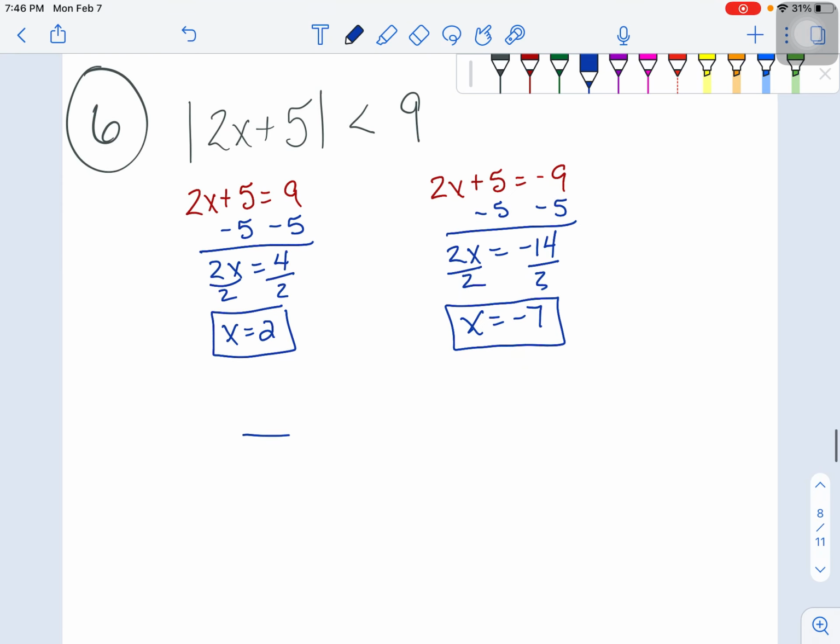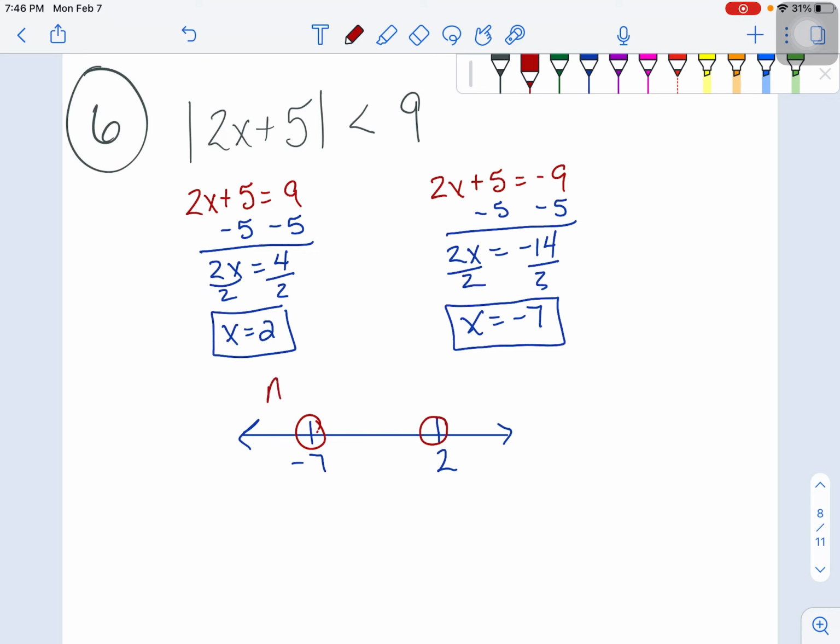So we're going to find where we shade. So first we're going to put our numbers on here, -7 and 2. And then I'm focused on this sign. This sign means it's open circles because it doesn't have the line. It's not less than or equal to. So I'm going to have open circles at 2 and -7.